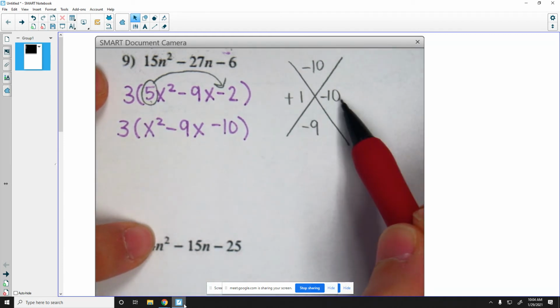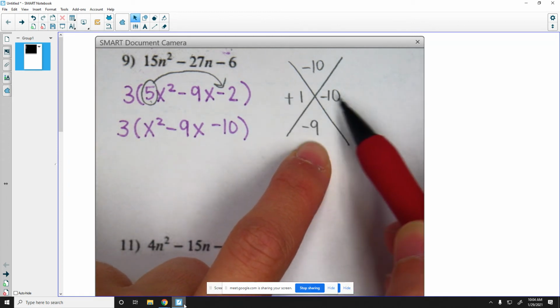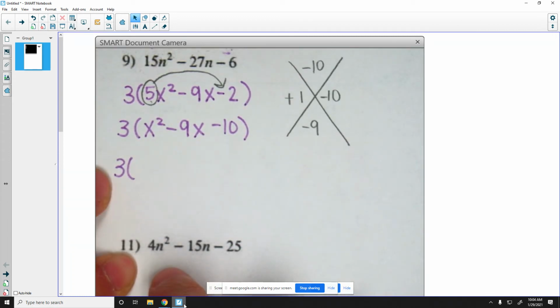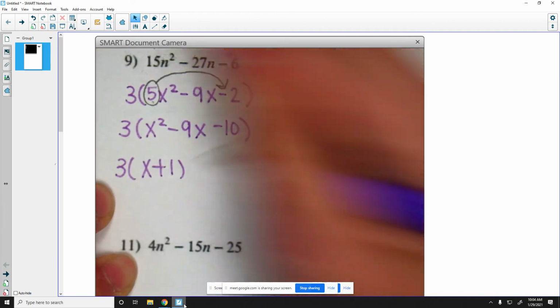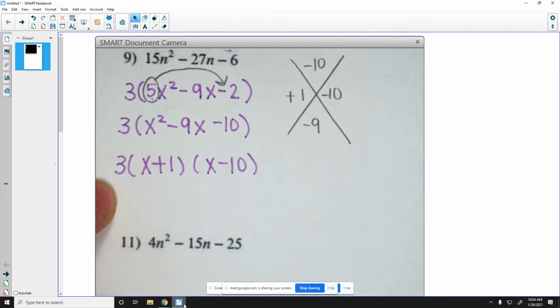Okay, so +1, -10, right? Because it has to be a -9. 1 plus -10 is -9. Okay, don't forget, you still have the 3 there. You still have a 3 on the outside. Don't lose it. You have x plus 1, x minus 10. Okay, online kids, what do I do now?